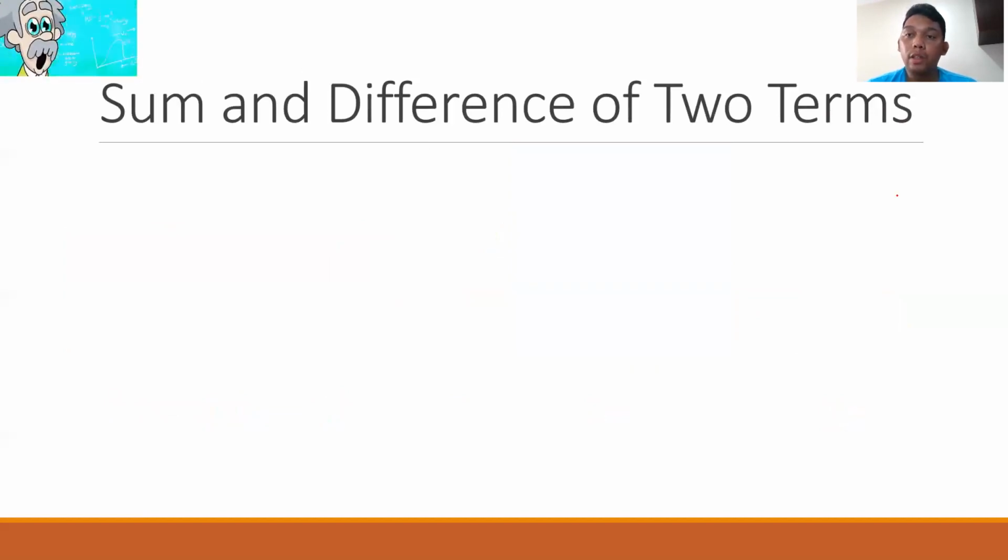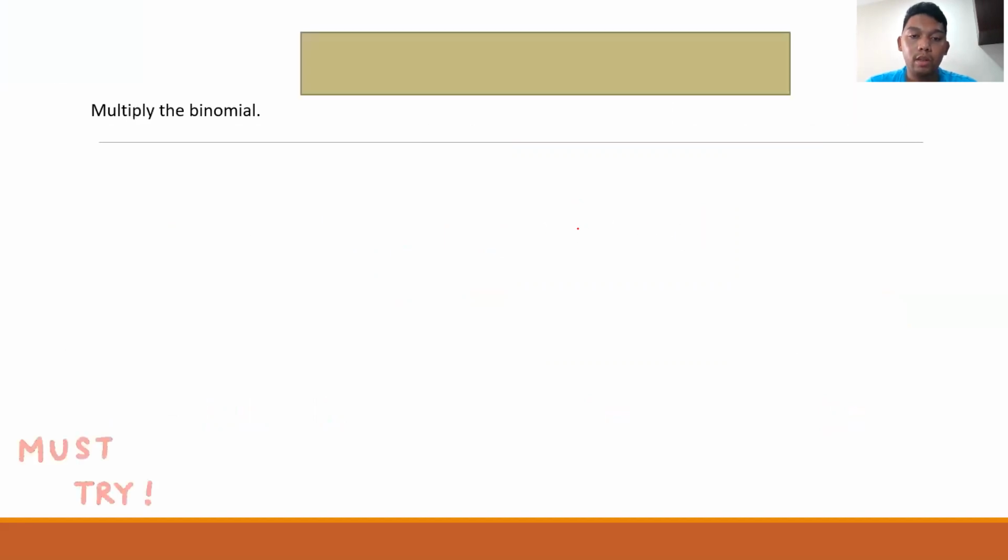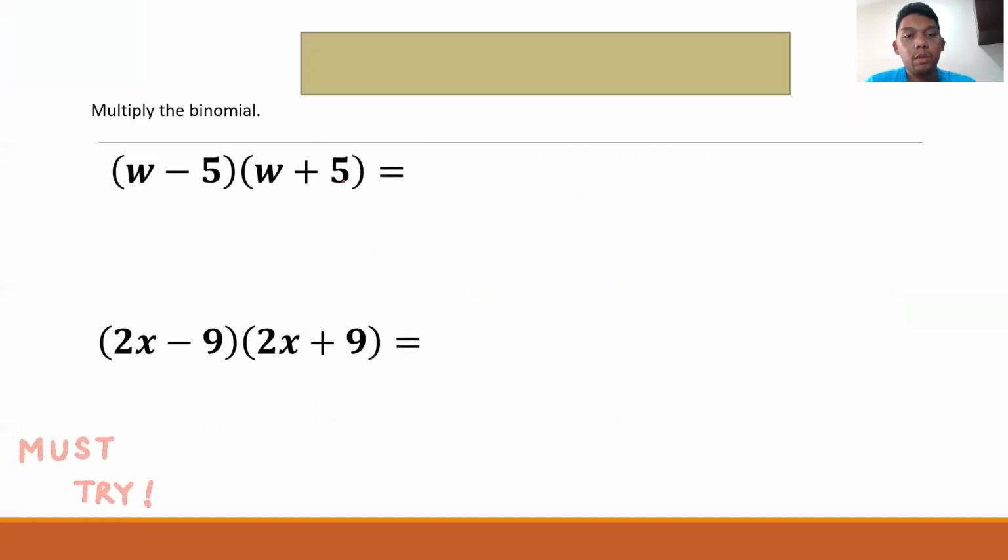Again, sum and difference of two terms. My presentation is not really doing well, but anyway: x plus y, quantity x minus y, is equal to x squared minus y squared. So let us try to simplify these binomials using the pattern that we arrived at earlier.